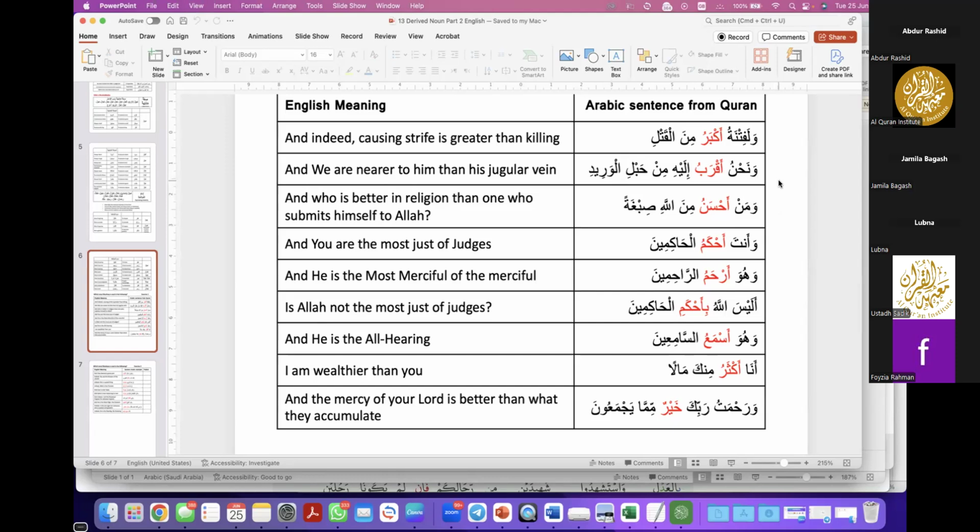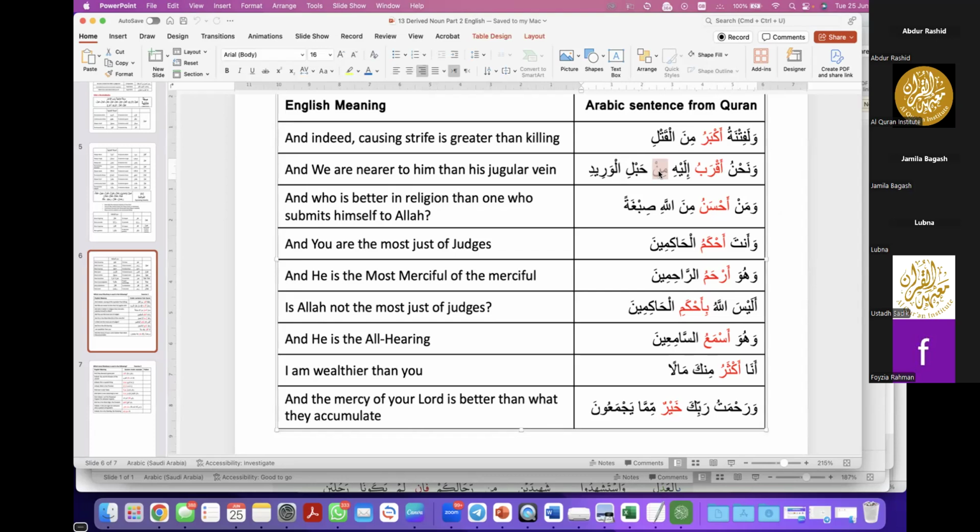Okay, it is comparative, clearly, because there is a min. Min is a confirmation. If there is an ismu tafdil form, pattern of af'alu, and min is there in the center, it is always comparative. And look at the meaning: we are nearer to him than his jugular vein.